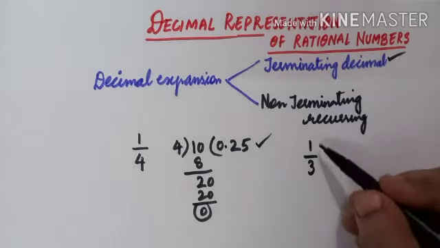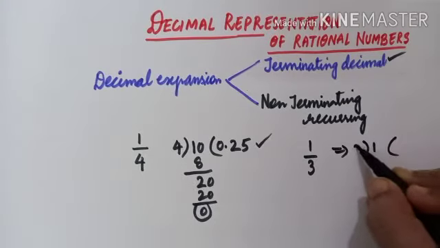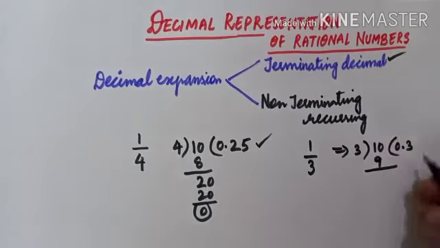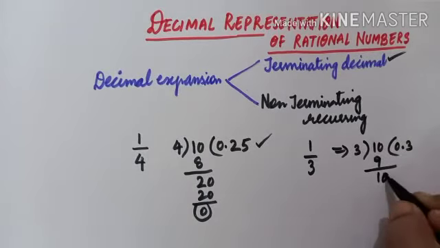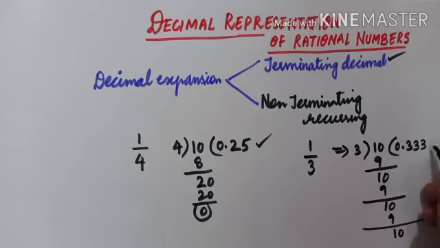So suppose I have 1 by 3. Let us divide 1 by 3. You're dividing 1 by 3. So here 0 point, obviously 0 will come. 3 3s is 9. So 10 minus 9 will give you 1. Again one more 0. 3 3s are 9. Then again 1. 10 minus 9 will be 1. Then 0. Then 3 3s are 9. Then again 1 0. 3 3s are 9.